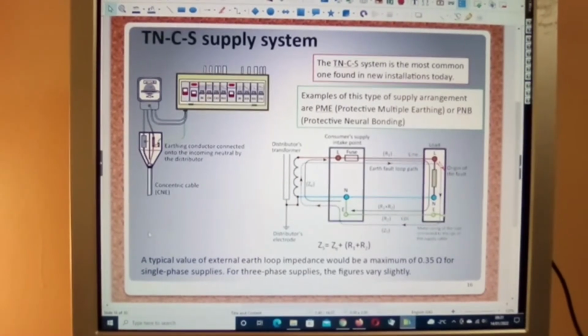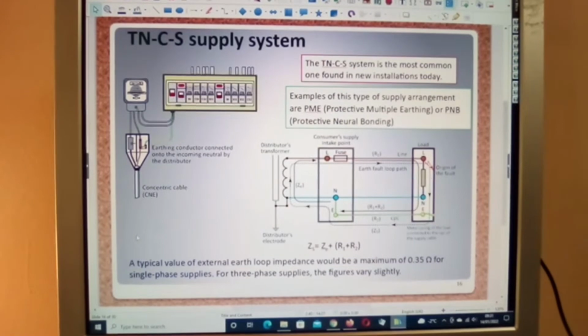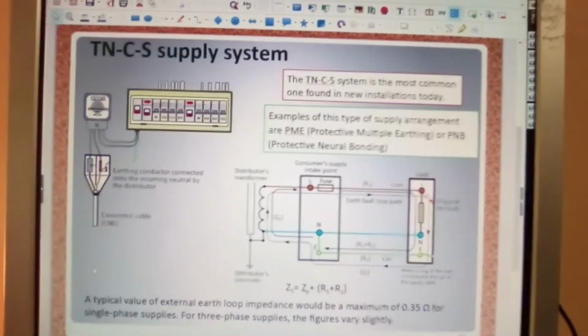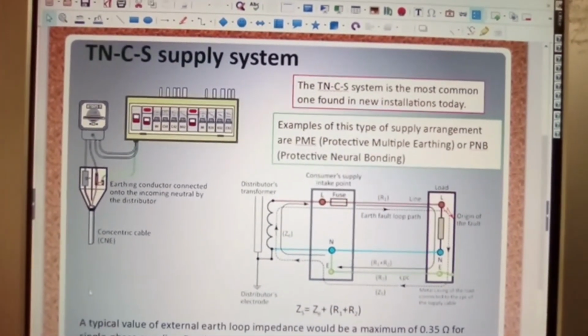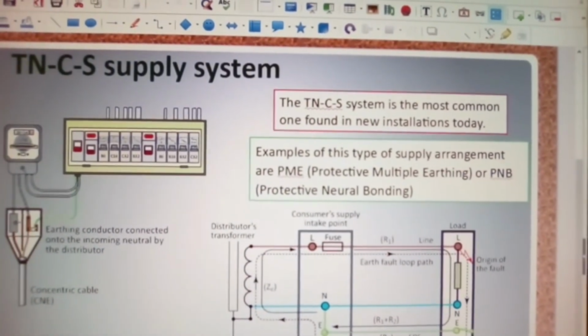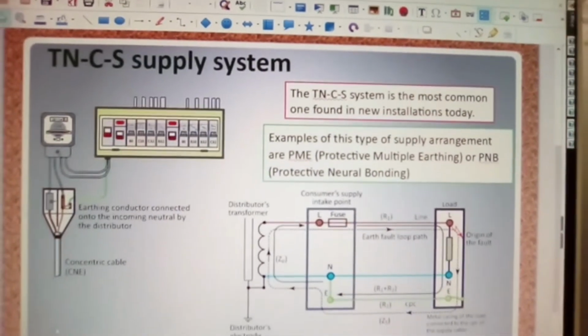TN-C-S supply system. And again, it's showing you the earthing process. For your edification, make sure you are familiar with this.